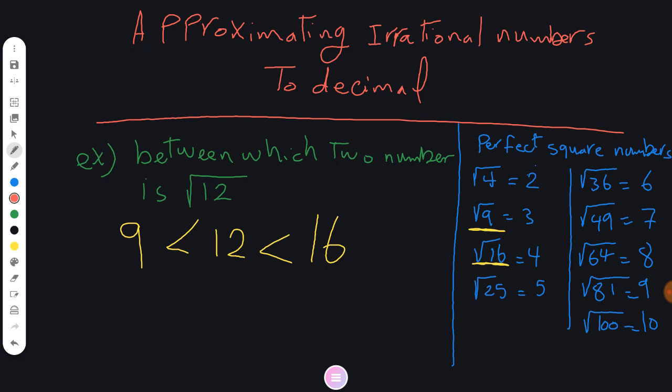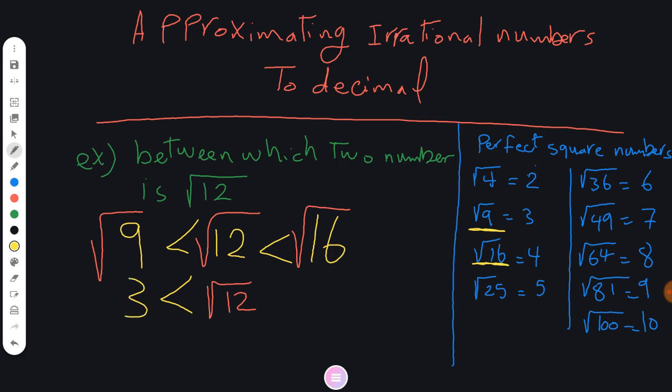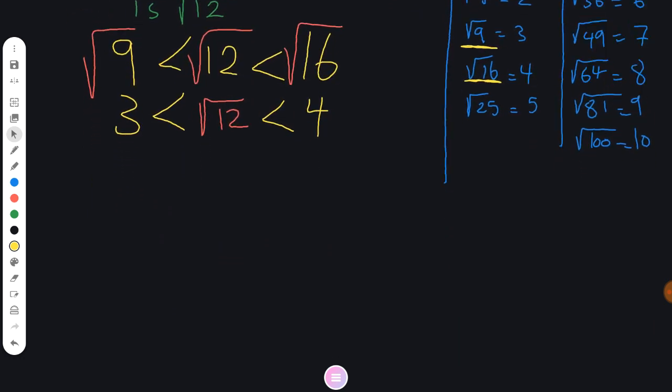Let's take the square root to all sides. Square root, square root, square root. Put the square root of 12 like it is, and we will find it greater than square root of 9, which is 3, and less than square root of 16, which is 4. So the square root of 12 is located between 3 and 4.